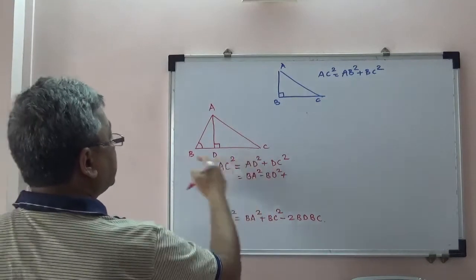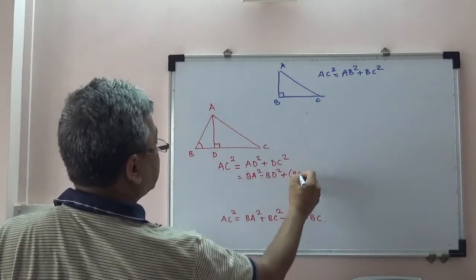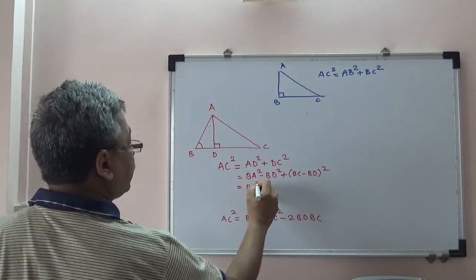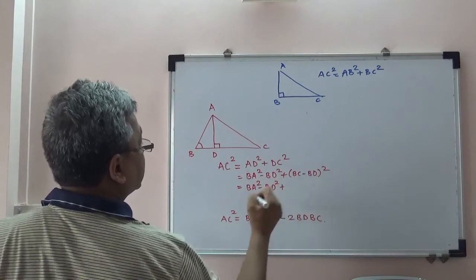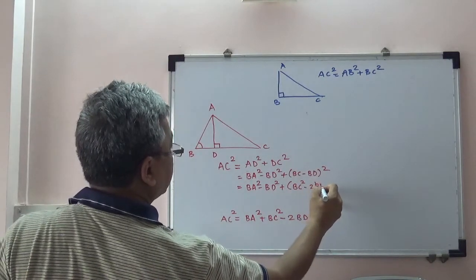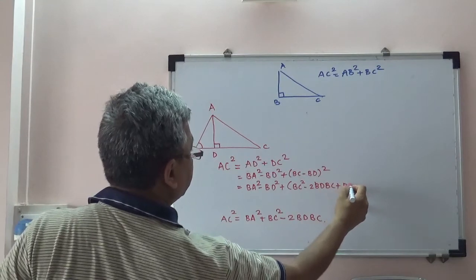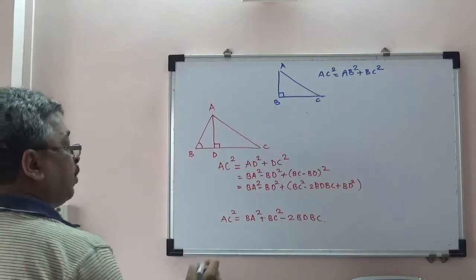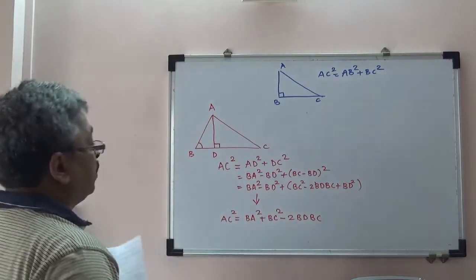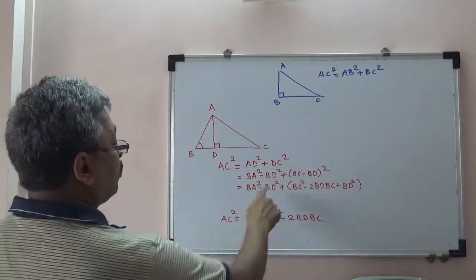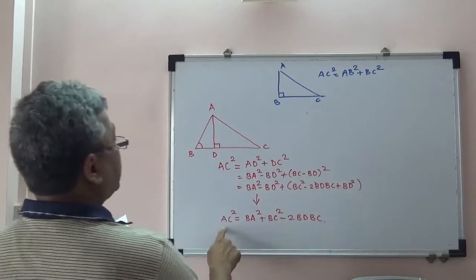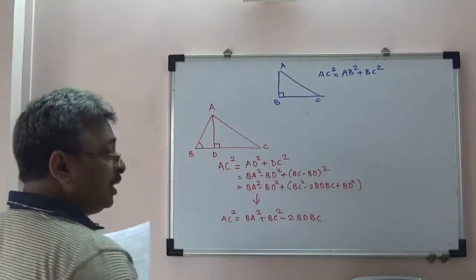So DC is BC minus BD, bracket square. So now if I expand that bracket, I get BA square minus BD square plus BC square minus 2 BD BC plus BD square. And if I remove that bracket now, will I get this result? Yes. We were just 2 steps away from the final result. Now BD square gets cancelled. So BA square plus BC square minus 2 BD BC is AC square if angle B is acute.